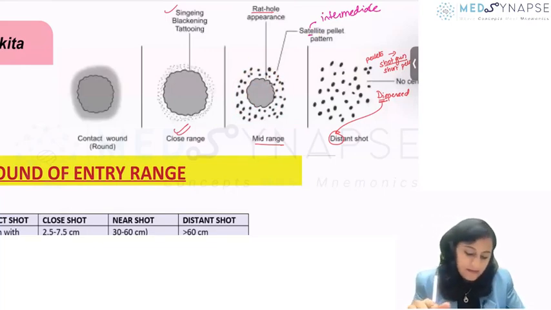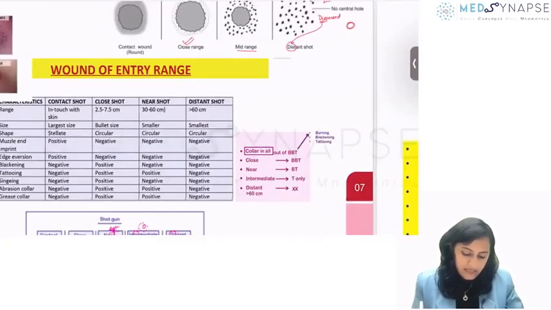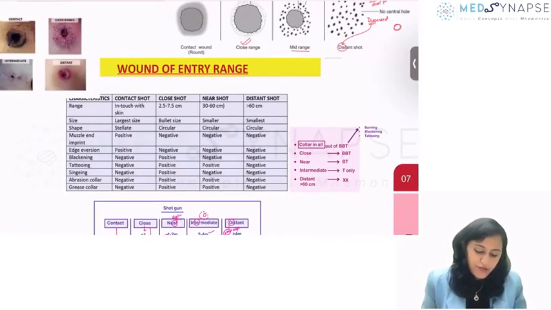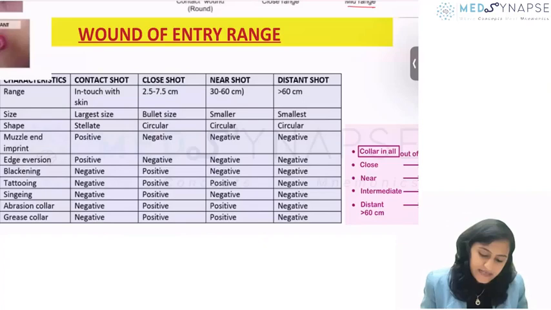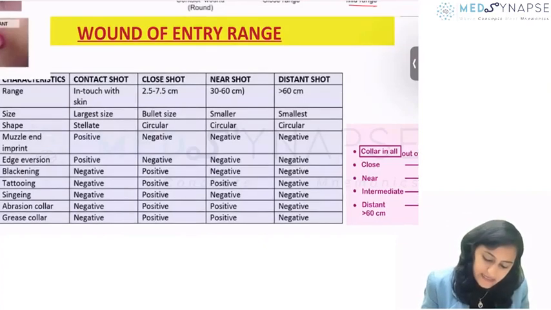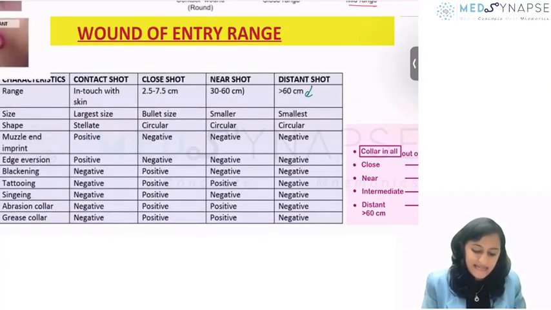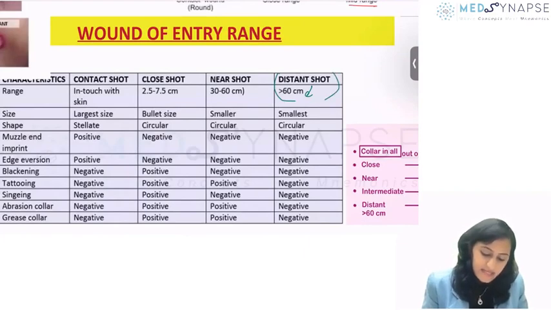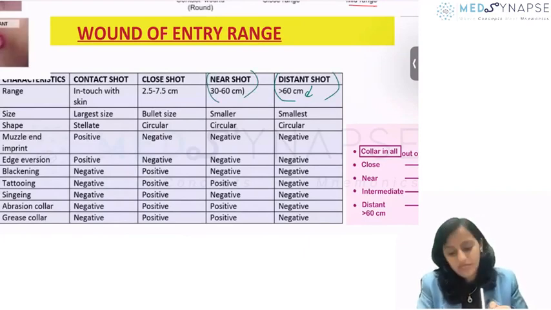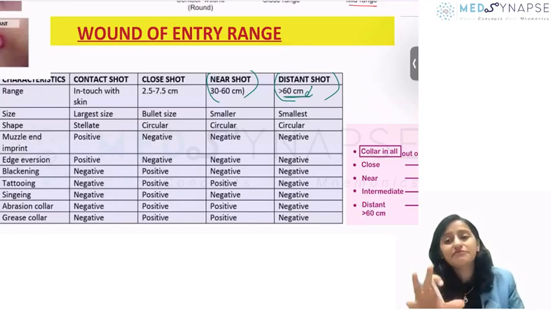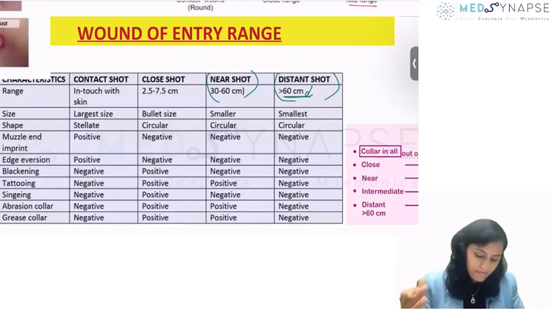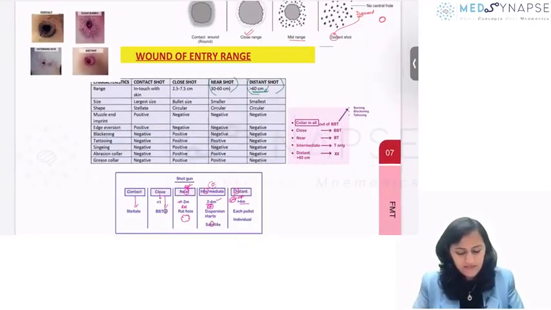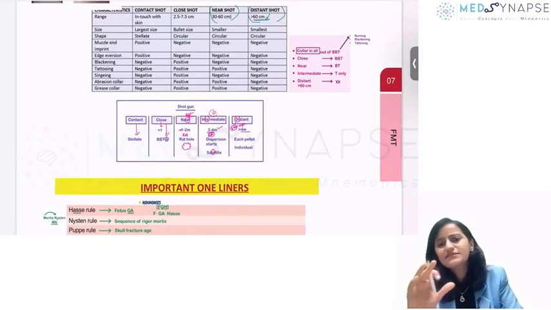Going to the next one, and for your rifle, the distance for the rifle is basically more than 60 centimeters becomes distant, 30 to 60 centimeters becomes near. Remember, the distances are different. For rifle, it is more than 60 centimeters. For shotgun, it is more than 4 meters, right? Otherwise, the rest of the things remain the same.